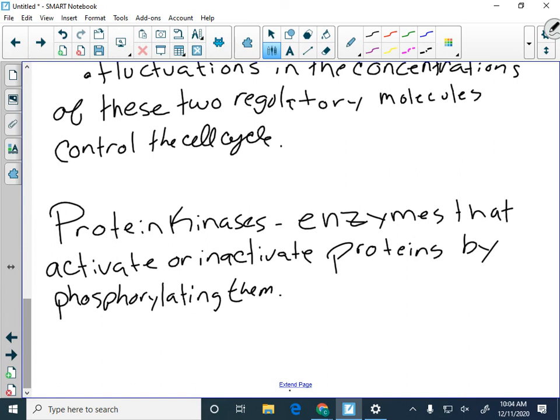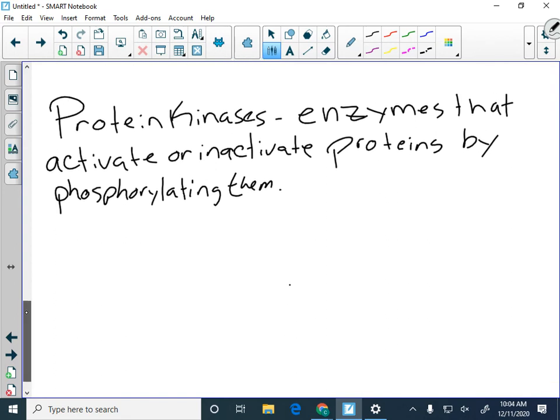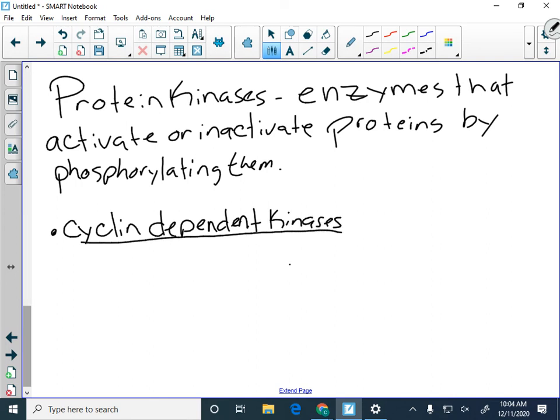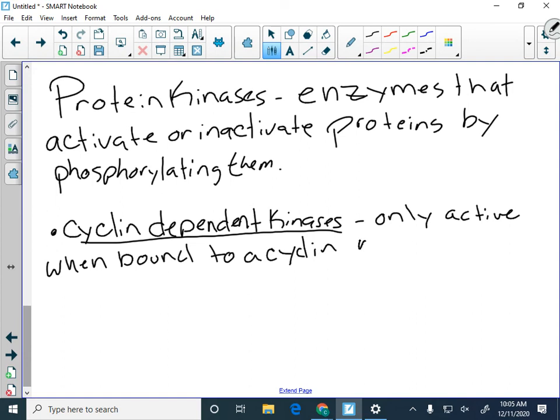There are special protein kinases called cyclin-dependent kinases. Cyclin-dependent kinases are only active when bound to a cyclin molecule.